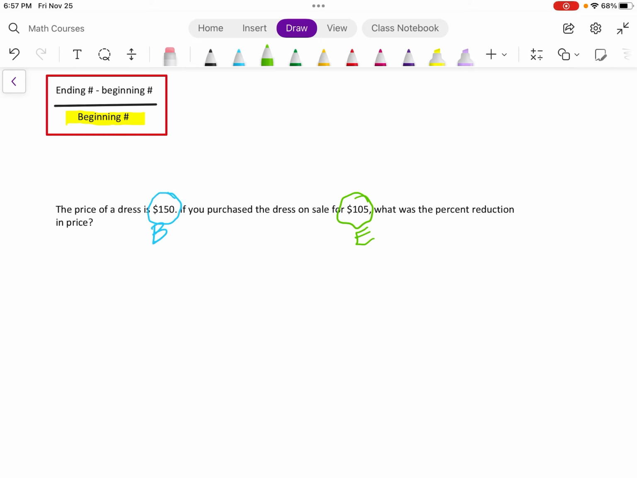So I'm going to do subtraction. I'm going to do the ending amount, which is $105, subtract the beginning amount, which is $150. And then I'm going to divide that by the beginning amount, which is $150. So when I subtract 105 minus 150, I get a negative 45. So there was $45 off on that dress.